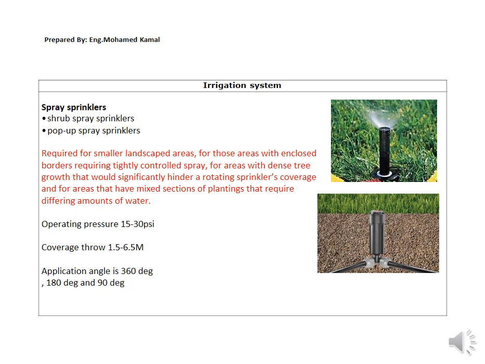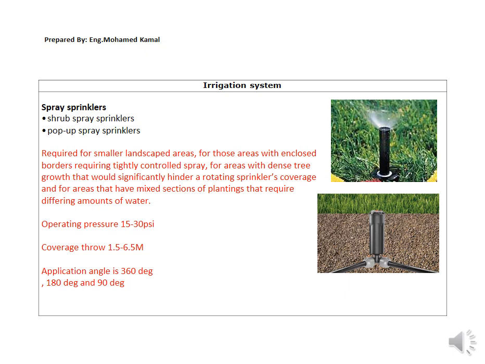The operating pressure of the spray sprinkler is commonly between 15 and 30 psi, while the coverage is from 1.5 to 6.5 meters. You may find the sprinkler in three main orientation angles of irrigation: 360-degree, 180-degree, or 90-degree.